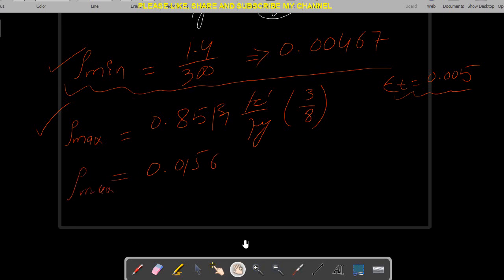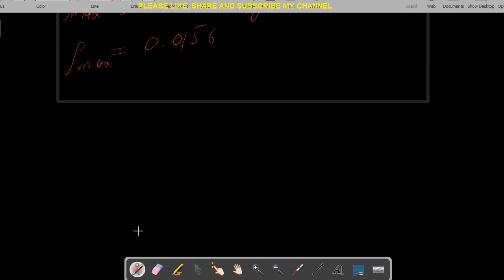Now we will calculate the area of steel, which is the target of this section. For area of steel, we can use different methods: trial and error method, direct method, tabular method, graphical method, approximate method. We have around 5 methods. Let's say we are using the trial and error method.